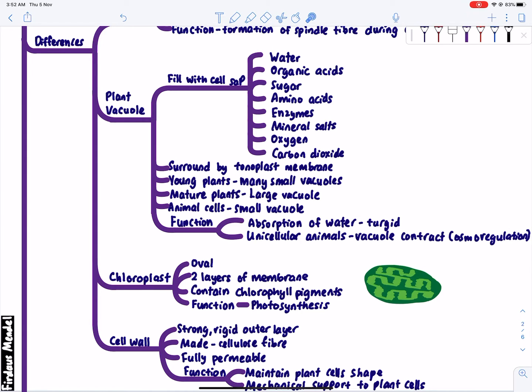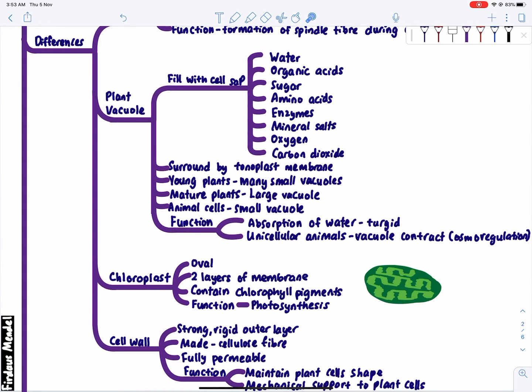Unicellular animals, for example, we have amoeba and paramecium. Amoeba and paramecium have a contractile vacuole. This vacuole will contract so that it forces the water inside the vacuole to move out of the cell, and they control the amount of water in the cytoplasm. That's why we call it osmoregulation. Controlling the water is osmoregulation.